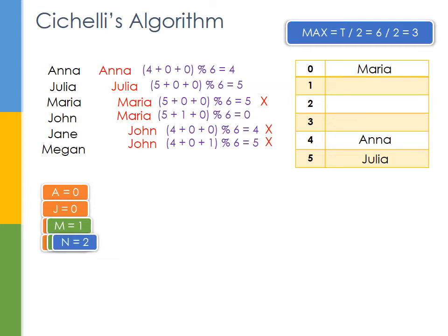Let's try a different value for N. Let's try an N of 2. We end up with a hash of 0. 4 plus 2 is 6, mod 6 gives you 0. Maria is sitting there, so once again this is a no-go.